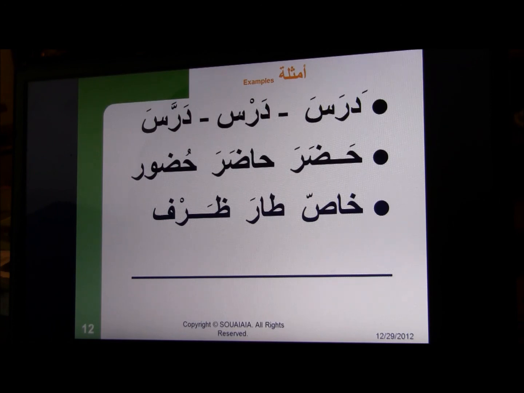darsun, dars, darrasa. Notice the shadda there. Darrasa, as if it is dar-rasa. Hadara, hadara, hadara, and hudur. Khas, tara, and darf, which means envelope.